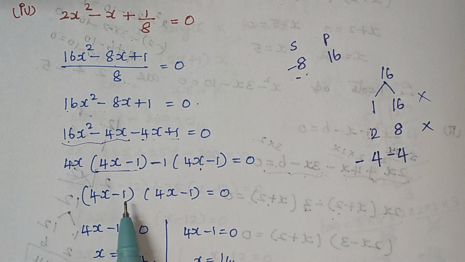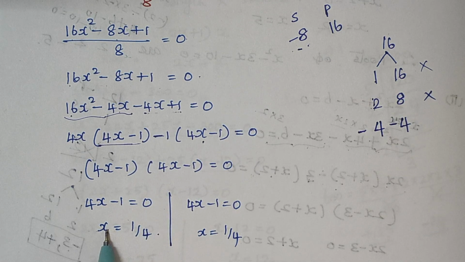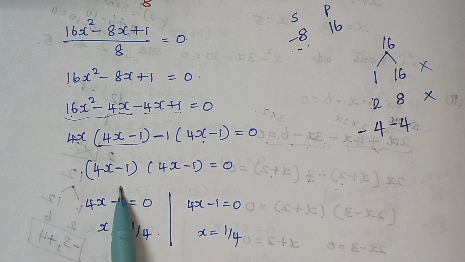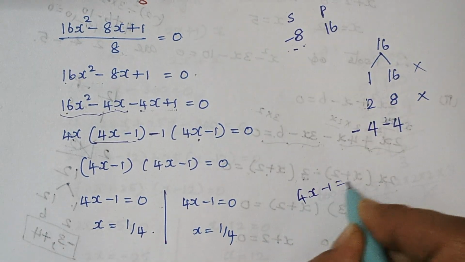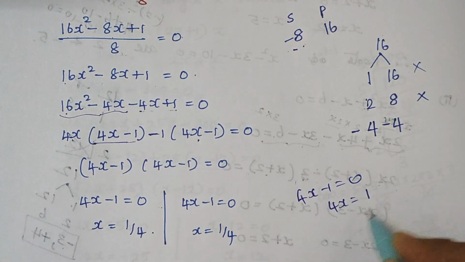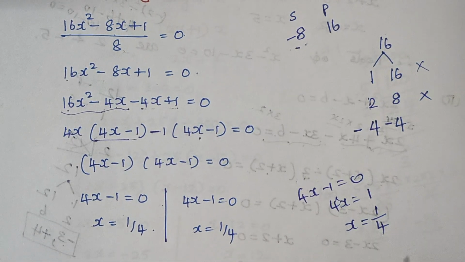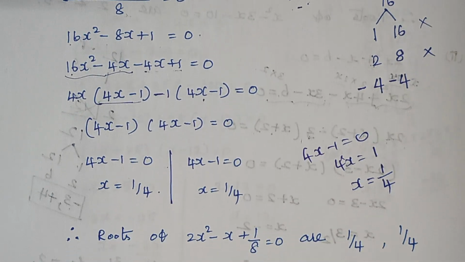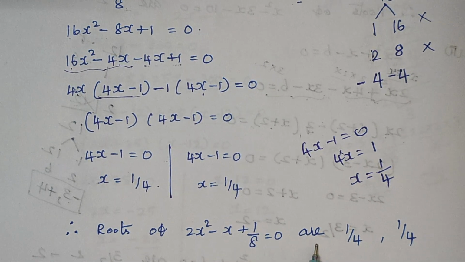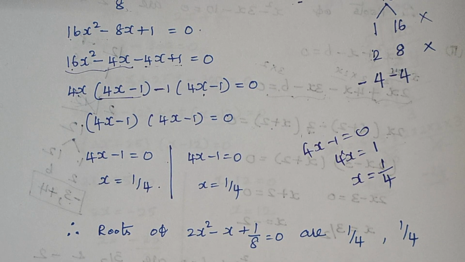Now we are going to equate this term to 0. So 4x − 1 = 0, therefore x = 1/4. When you move the −1 to the right hand side, it becomes plus 1. So 4x = 1. Therefore x is equal to, here it is in multiplication, so when you move it to the right hand side, it occupies the denominator. So x = 1/4. Here the roots of this given equation are 1/4 and 1/4. Even if you have the same roots, it is okay. They are known as identical roots.